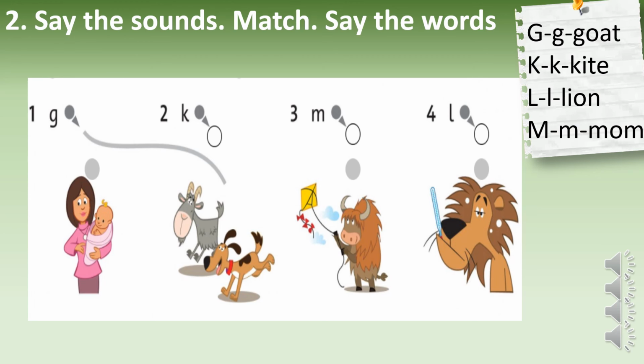K, K, kite. L, L, lion. And M, M, mom. You have the sound, you look at the picture. Which sound goes with the pictures? You match, and you have the word already.